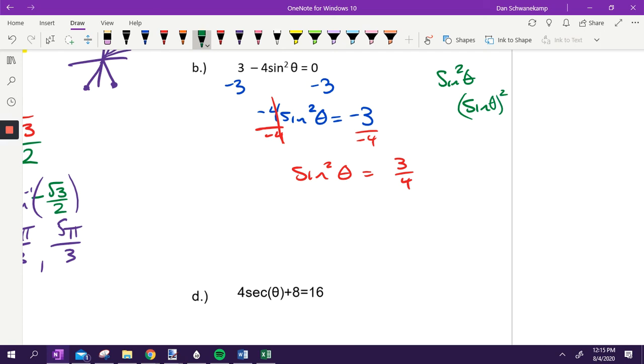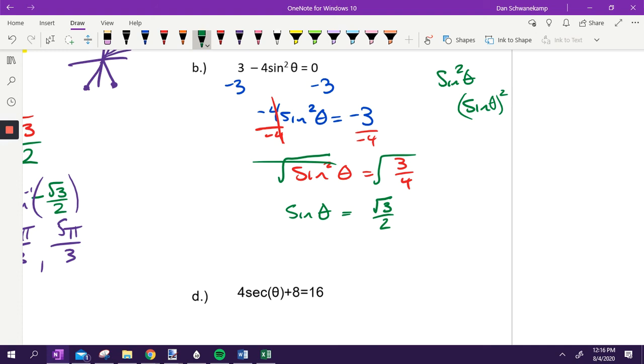I got to get rid of the square. How do I get rid of a square? Square root. I'm going to square root both sides. So over here, I'm just left with sine of theta because those two things cancel. I need to take the square root of 3/4. What is the square root of 3? Square root of 3. And what's the square root of 4? 2. So it is the square root of 3 over 2, but that's not right either.